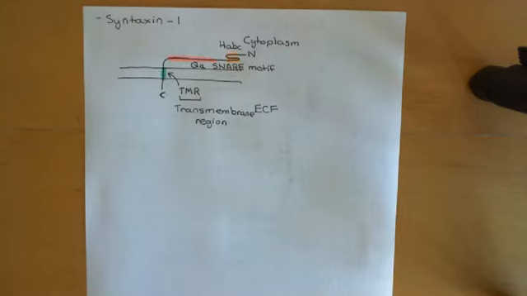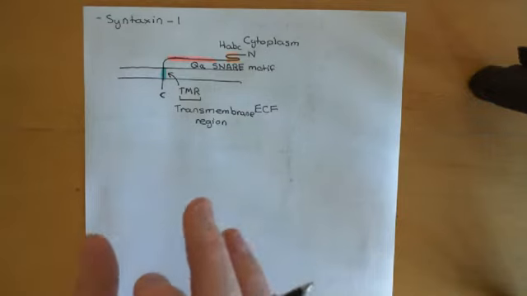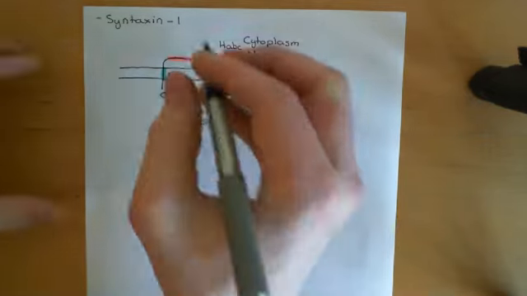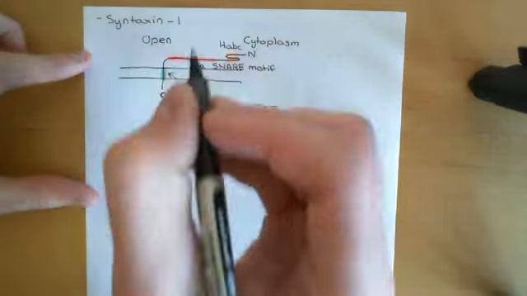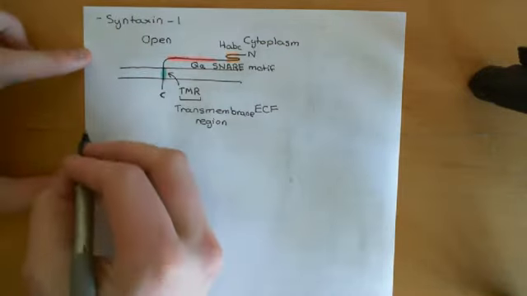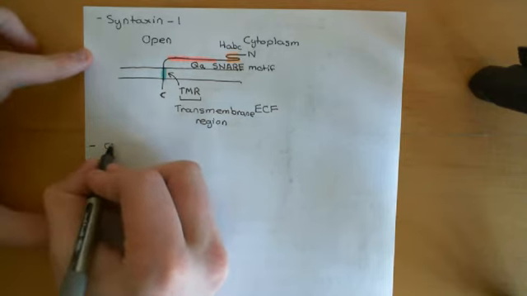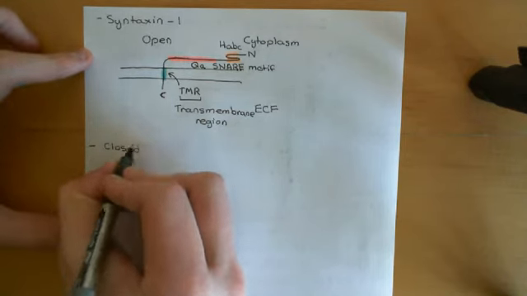We've seen its snare motif here, this QA snare motif. Now the important thing to say about syntaxin 1 is that it actually has 2 conformations. The conformation that I have drawn here is what's known as the open conformation of syntaxin 1, but it also has a closed conformation. So let me now show you the closed conformation of syntaxin 1.